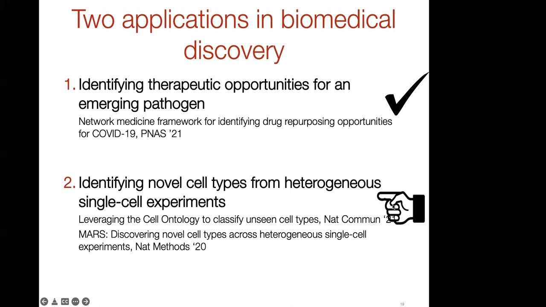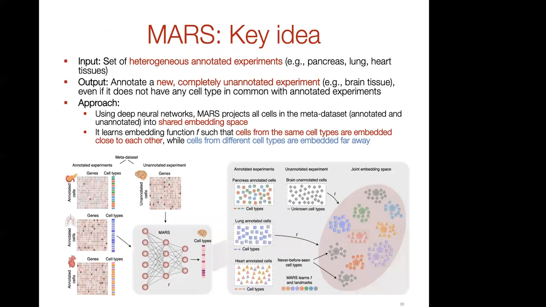And so let me show you another example where a similar idea was used in a very different context. This time we're interested in looking at heterogeneous single cell experiments that come from different tissues and then seeing whether we can design a tool that not only can annotate cells for their cell types, but in particular can identify groups of cells that might constitute possible novel cell types and how to characterize that group of cells. So the project we developed here is called MARS, and the key idea of MARS is the following.